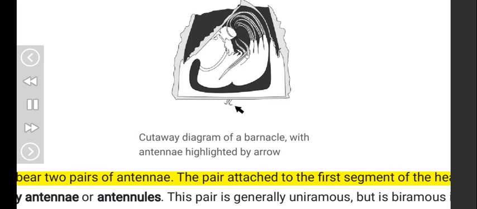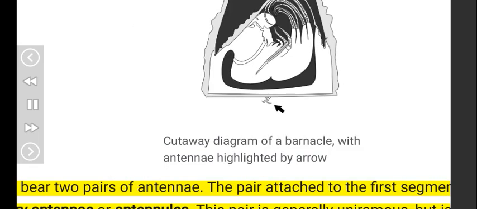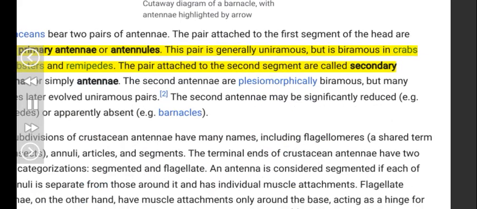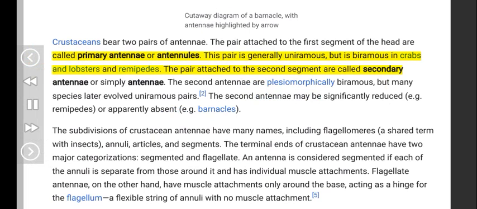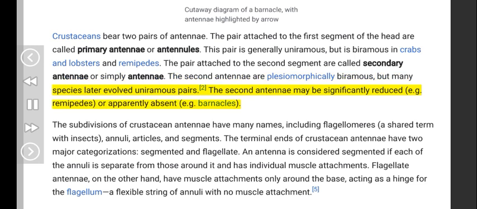Crustaceans bear two pairs of antennae. The pair attached to the first segment of the head are called primary antennae or antennules. This pair is generally uniramous, but is biramous in crabs and lobsters and remipedes. The pair attached to the second segment are called secondary antennae or simply antennae. The second antennae are plesiomorphically biramous, but many species later evolved uniramous pairs. Second antennae may be significantly reduced, e.g. remipedes, or apparently absent, e.g. barnacles.